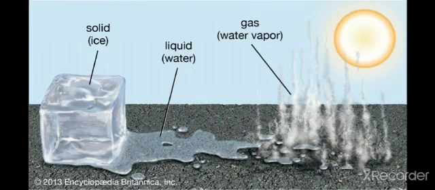You recall, name the solid, liquid, and gaseous state of water. So, students, ice is the solid state, water is the liquid state, and vapor is the gaseous state of water. There are three states of matter: solid, liquid, and gas.